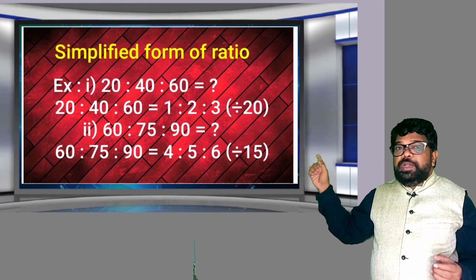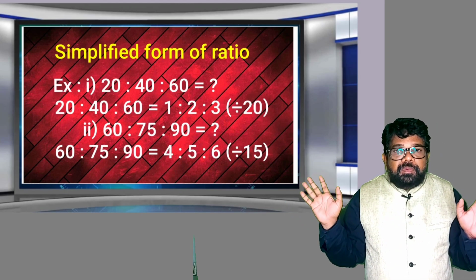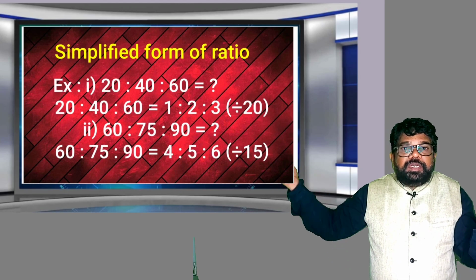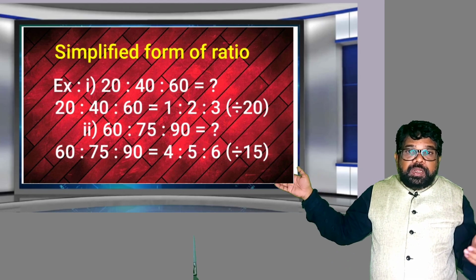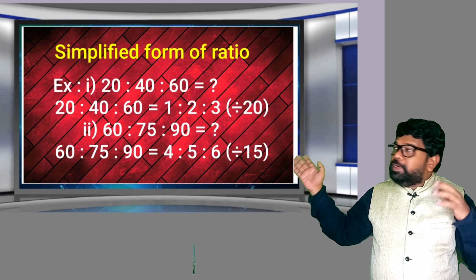The first one is 20 is to 40 is to 60. So it is not the simplified form. It is in larger terms. Each and every term is divisible by 20: 20 ones, 20 twos, 20 threes. So what is the simplified form of 20 is to 40 is to 60 now?